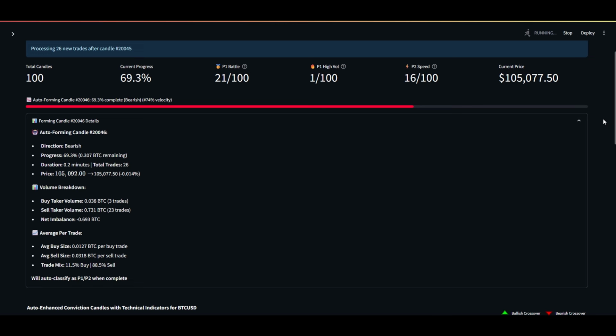See this progress bar showing the auto-forming candle? This is unique to conviction candles. Unlike traditional charts where you wait for arbitrary time intervals, here you see exactly how much more institutional commitment is needed before the conviction level is reached.